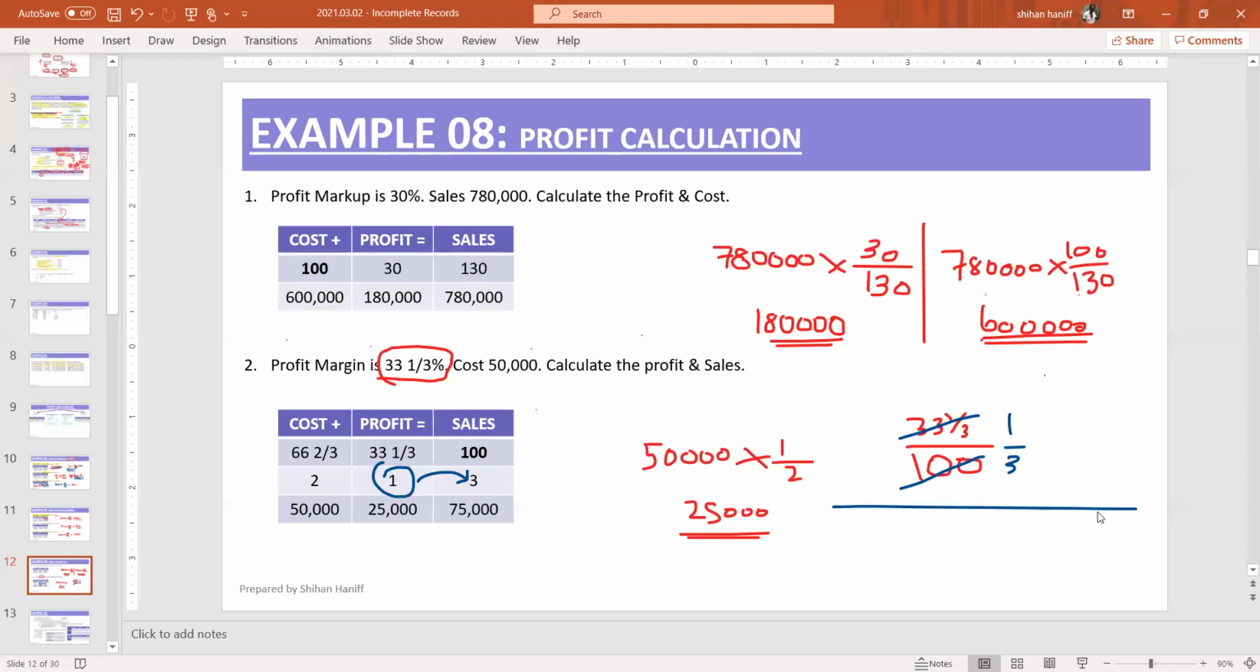Similarly, I'll take another example. 25% means 25 over 100, or the same thing, we can take 1 over 4. So if the profit is 1, sales is 4. Okay. Is it clear? Any doubts? Any other questions?